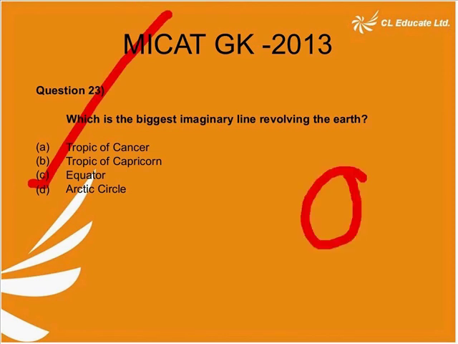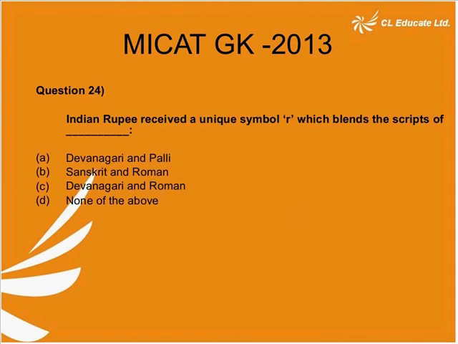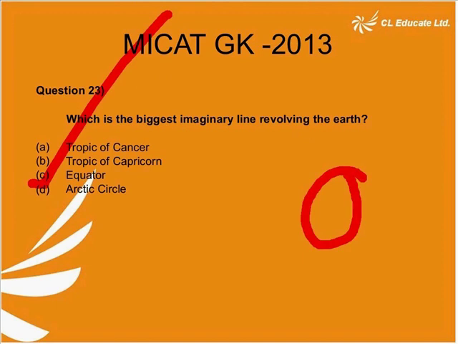Now, the Indian rupee received a unique symbol, which blends. This was the rupee symbol actually, I think, because of the font difference, it's not copied. Now, which blends the scripts? Which scripts are there in it? It's a blend of which two scripts? Devanagari and Pali, Sanskrit and Roman, Devanagari and Roman, none of the above. Devanagari and Roman. Now again I say, that is what it is with the GK questions. Bahut soch nahi sakte hum isme. You have to see the question, you know it or you don't know it. 30 seconds, that's it. 22nd question, India in the New Millennium was the answer. Sachin just corrected. B option was the answer.